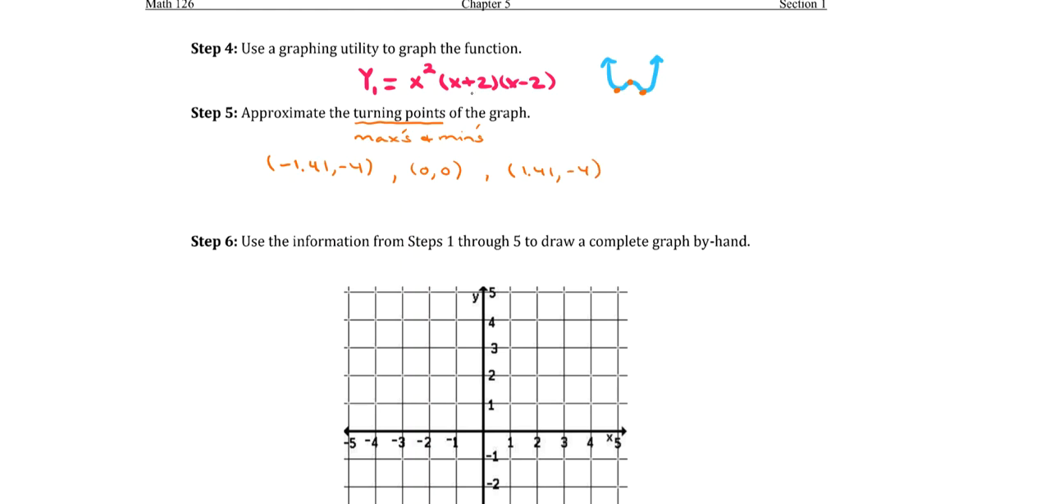I do want to qualify these turning points. For instance, the first turning point can be classified as a local min, but also an absolute min. 0, 0 can only be classified as a local max, whereas the last of these turning points can be classified as both a local min and absolute min.